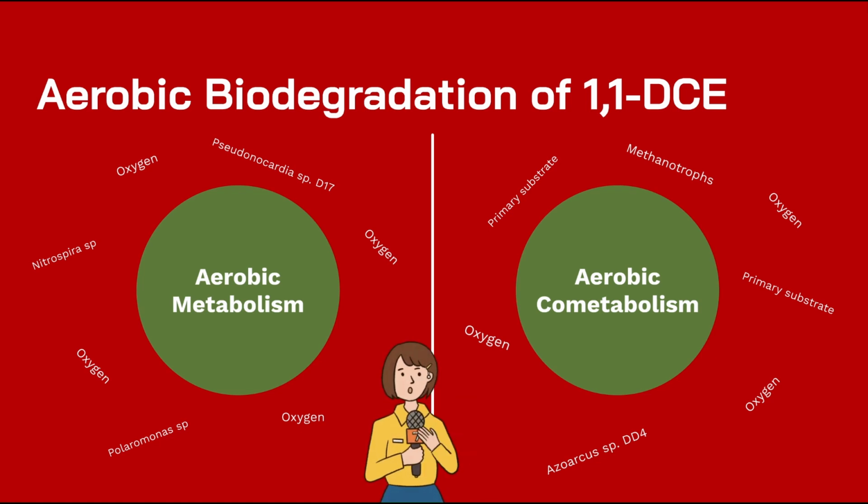In aerobic metabolism, microorganisms directly consume 1,1-DCE as a source of carbon and energy, and this usually leads to more complete degradation of the 1,1-DCE compared to cometabolism and produces non-toxic end products. But in aerobic cometabolism, microorganisms use a primary substrate for growth while accidentally breaking down a pollutant like 1,1-DCE. Enzymes possessed by microorganisms act on both the primary substrate and the 1,1-DCE with different affinities.